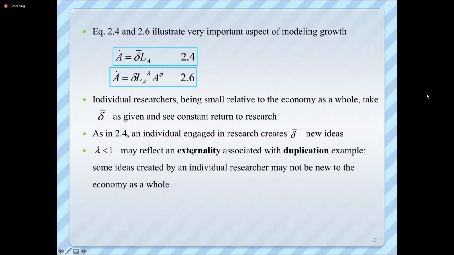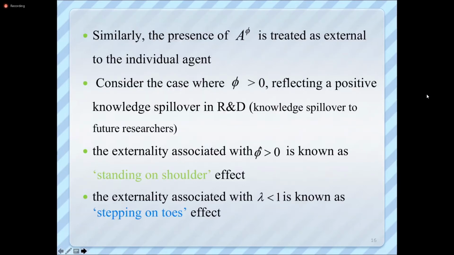What externality are we talking about here? If lambda is less than 1, it means there's duplication. Some ideas created by an individual researcher may not be so new to the economy as a whole. Apart from that, the presence of A to the power of phi, phi is also an externality. Phi looks at whether productivity is going to increase or not. Consider the case where phi is more than 0. More than 0 is good. That reflects a positive knowledge spillover in R&D.